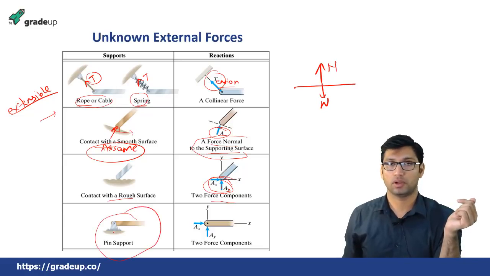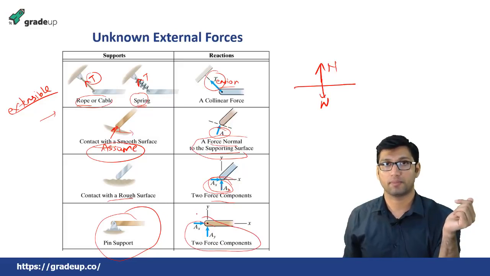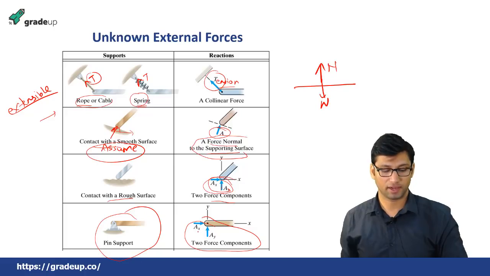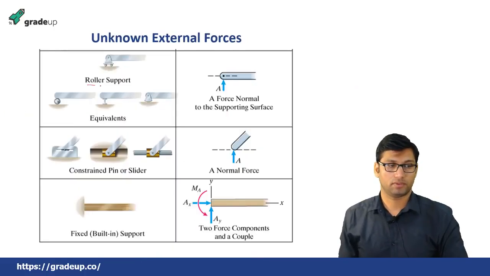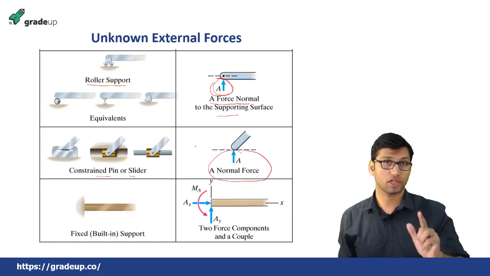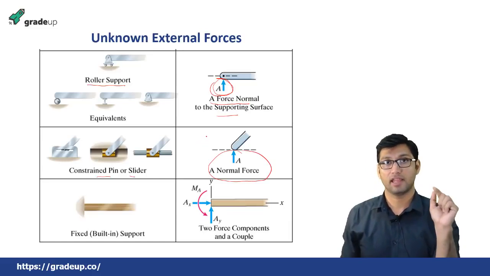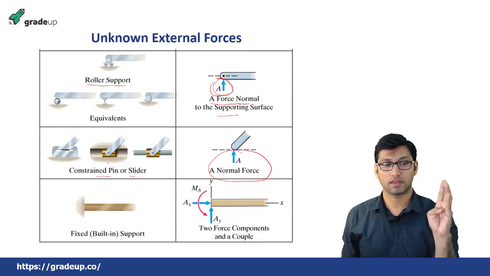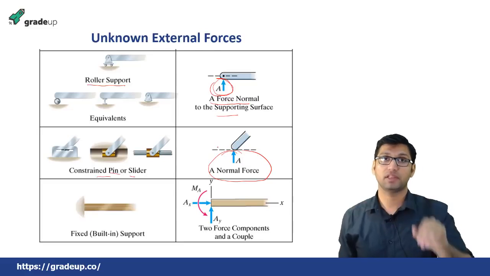Now, if you have a pin-connected support, then again there will be two force components, in the horizontal and vertical directions. If there is a roller support, there will be only one normal reaction force, which will be acting at the point of the roller support. If there is a constrained pin or a slider, then again there will be a normal force. You just need to remember it. For a roller support, constrained pin, or slider support, there will be a normal force after removing that support.